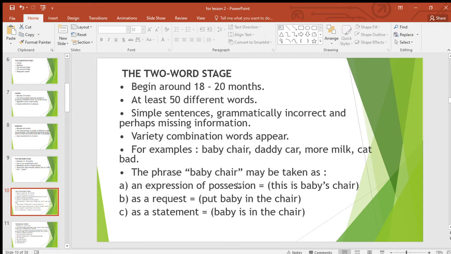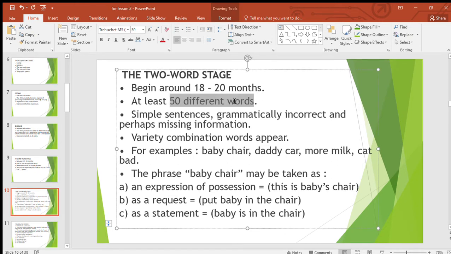In the two-word stage, they have learned quite a lot. They may have learned at least 50 different words, which is only the minimum amount that your child has learned. They may learn more words depending on the environment. They're able to speak in simple sentences, although grammatically incorrect and sometimes misleading because of missing information, because they're still unable to speak in complete sentences.